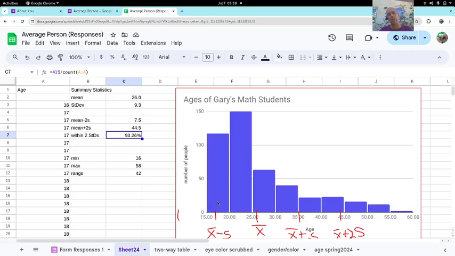And again, so 2 standard deviations to the left is somebody who's 7.5 years old. 2 standard deviations to the right of the mean would be about 44, 45 years old. And I found that there were 415 ages between 7.5 and 44.5. Out of the total number of numbers I have gives me a percentage. So again, we're checking that 95% rule for this set of data.